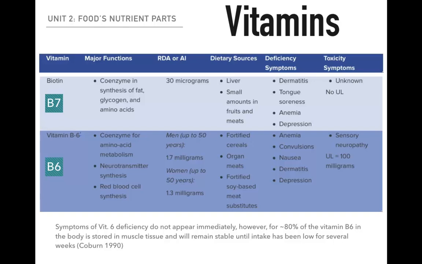And B6 is a coenzyme that supports white blood cell synthesis and also red blood cell synthesis, along with folate and B12. B6 reduces the levels of the amino acid homocysteine, which is emerging as a major marker of cardiovascular disease.